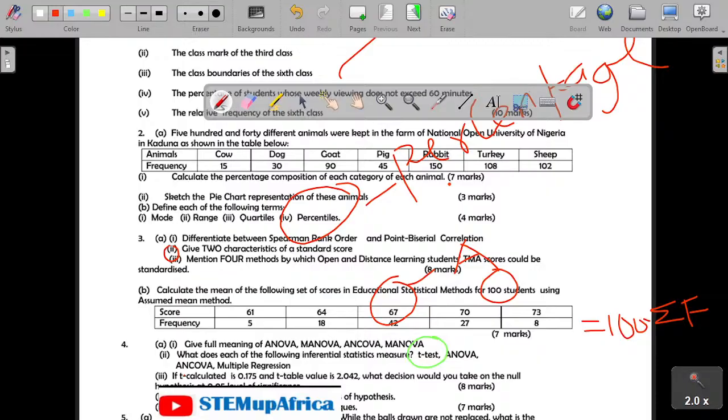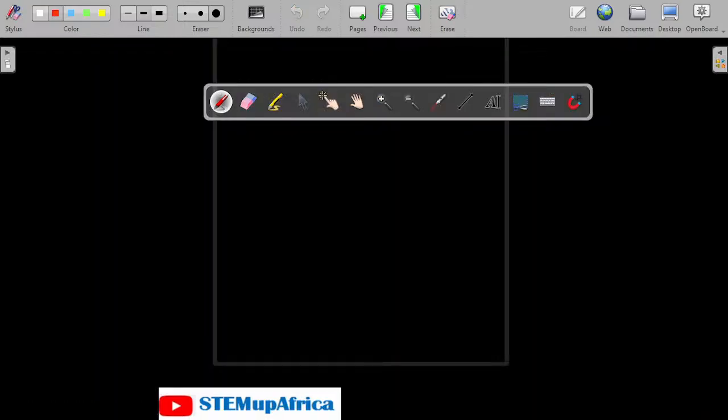They are asking, what does each of the following test? So we are going to deal with the t-test, ANOVA, ANCOVA, and the multiple regression. So let's deal with the t-test first.